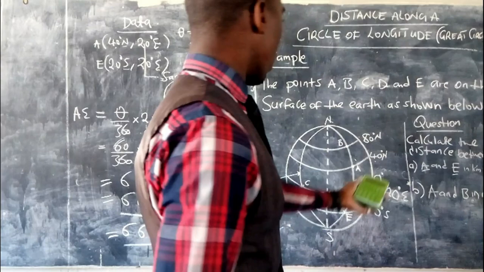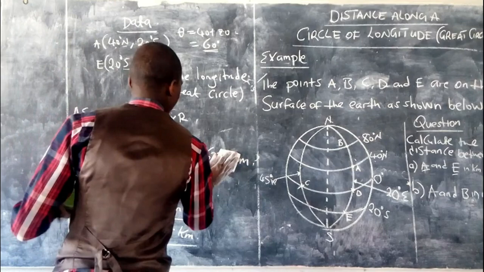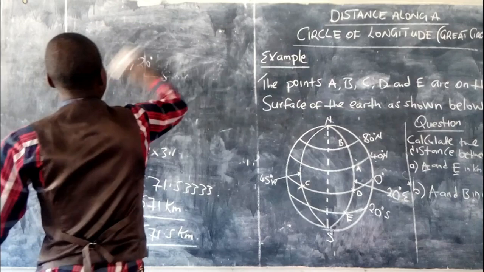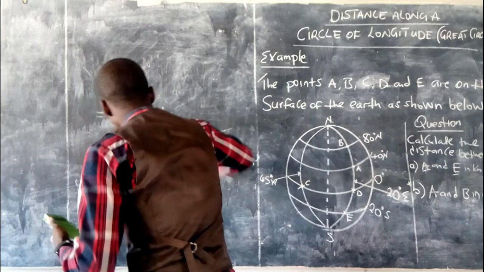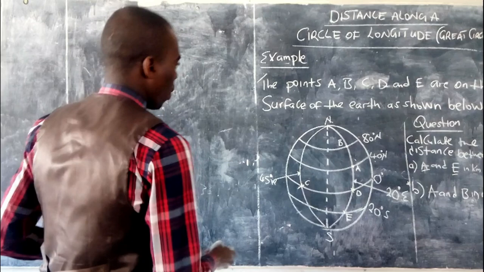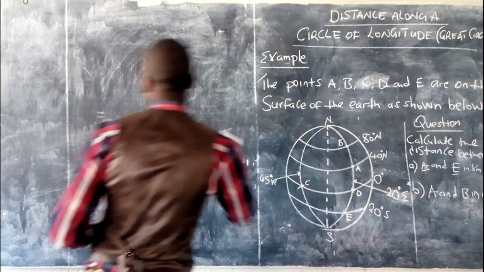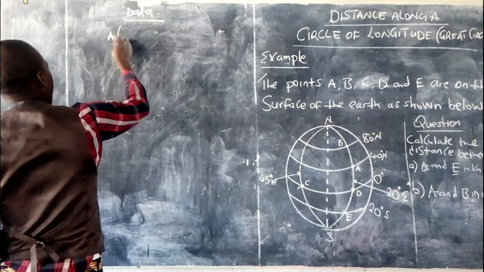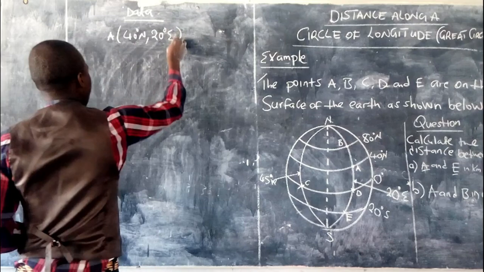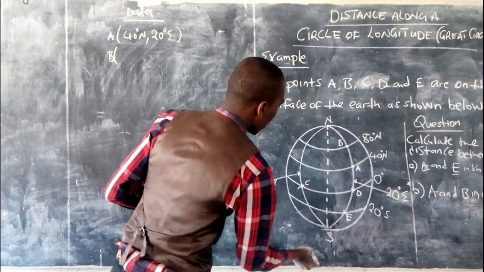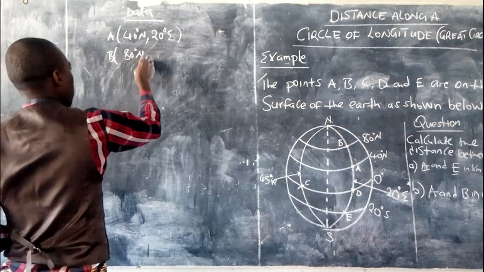Okay, let's see if we can now also solve question B. So in question B, let's collect the data as well. Now, in question B, we are finding the distance between A and B, and this one should be in nautical miles. Collecting the data, we have our A here, which is 40 degrees north, 20 degrees east. Then our B, let's check B. B is 80 degrees north, 20 degrees east. So that's what we have.